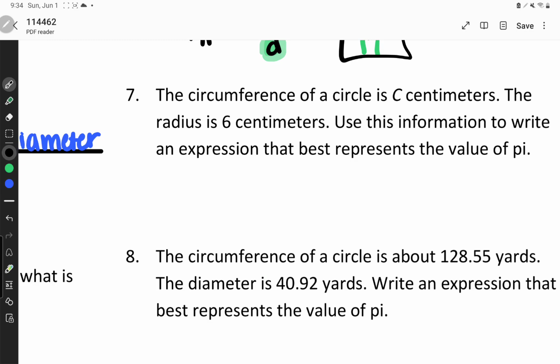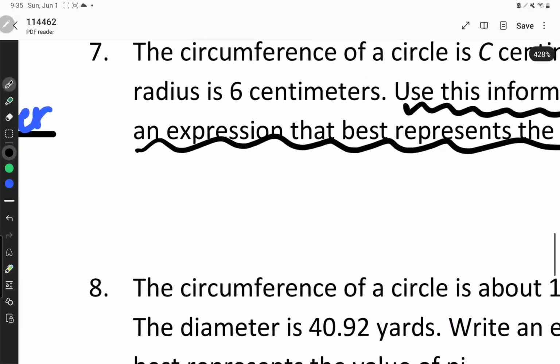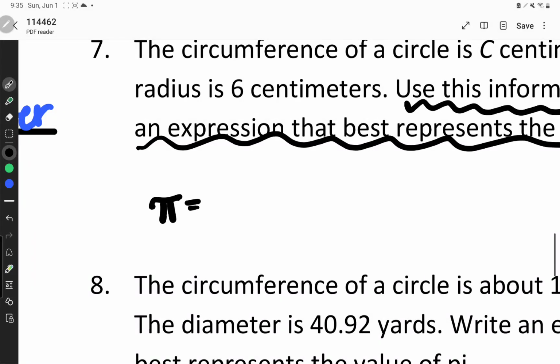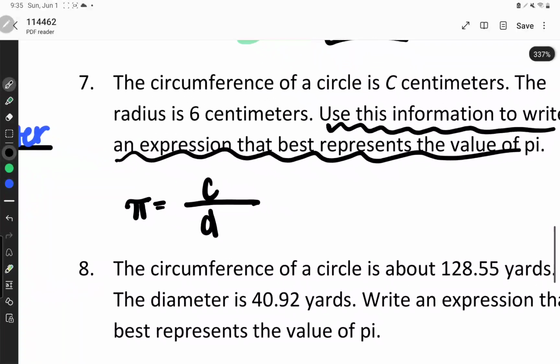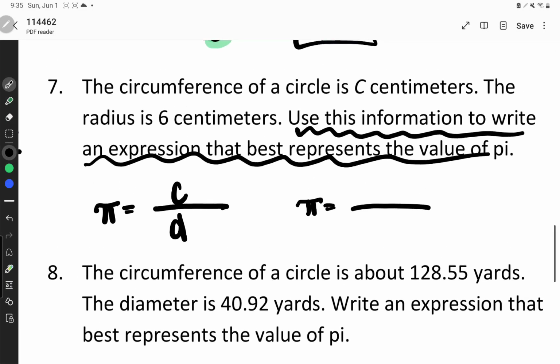So in this case, it's once again using that funky vocabulary to remind me of what the definition of pi is. And I know that pi is a ratio of what to what? I know that pi is a ratio of circumference to diameter. So the first thing I'm going to do is look for my circumference. I'm going to read. It says the circumference of a circle is c centimeters. So what am I going to put in for circumference? For circumference, I'm going to put c.